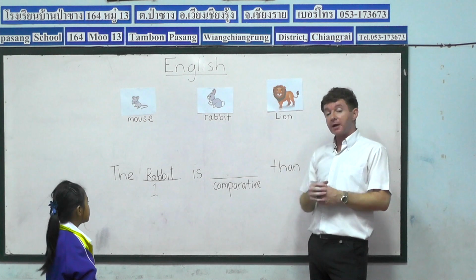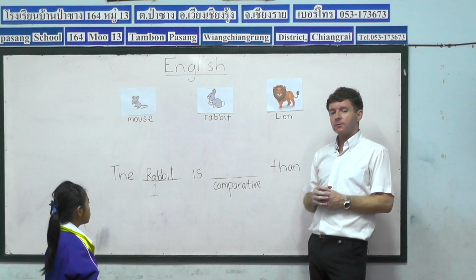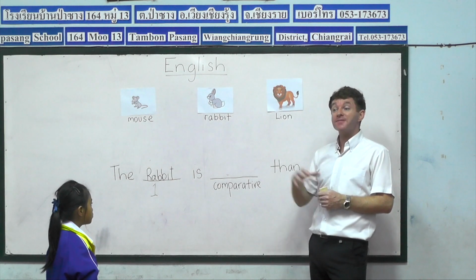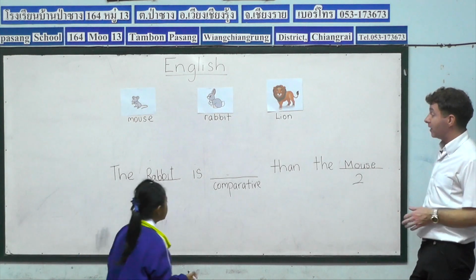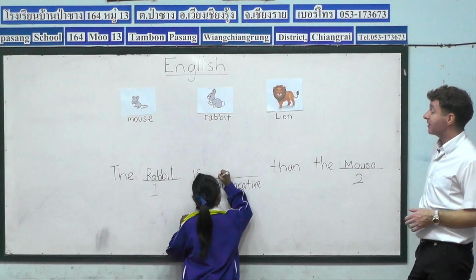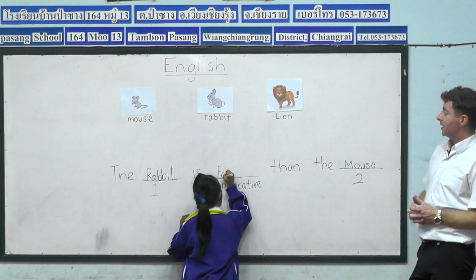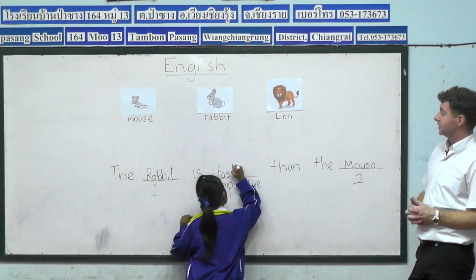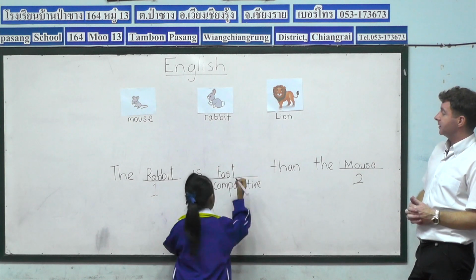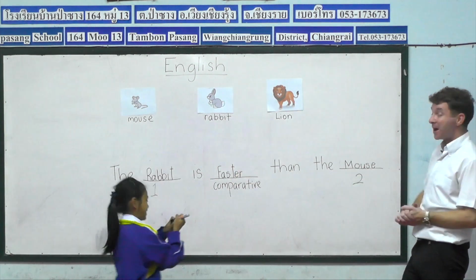Bigger. We've used bigger. How about, is the rabbit slower than the mouse? No, I think the rabbit is faster than the mouse. So can you write fast, the comparative faster? S-E. Remember ER because we're using our comparatives.